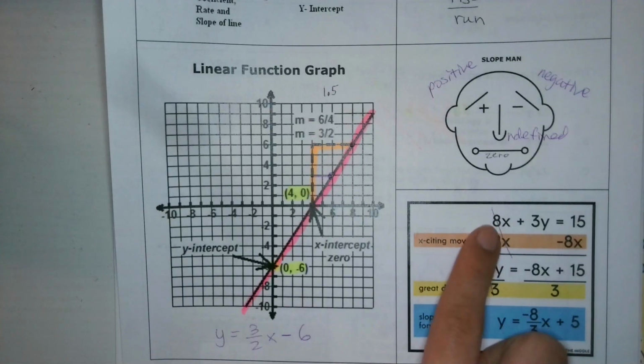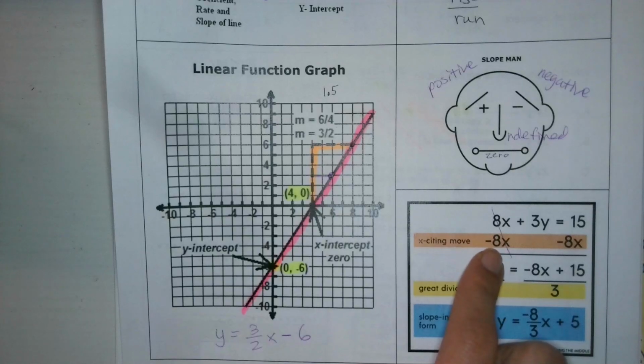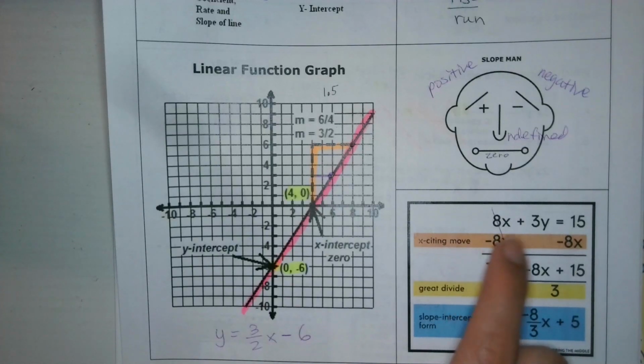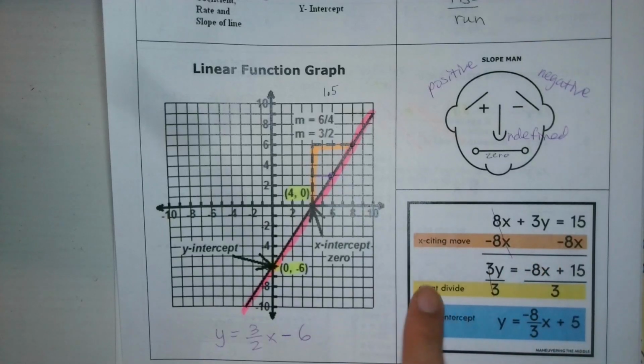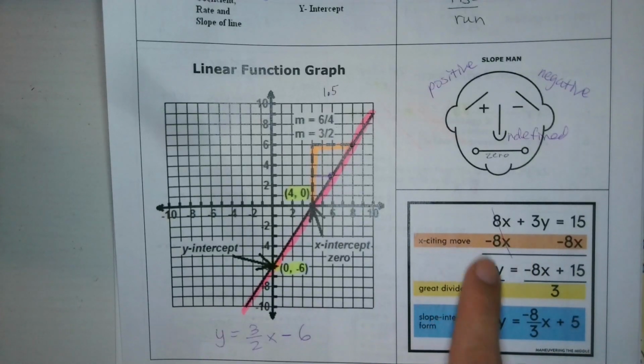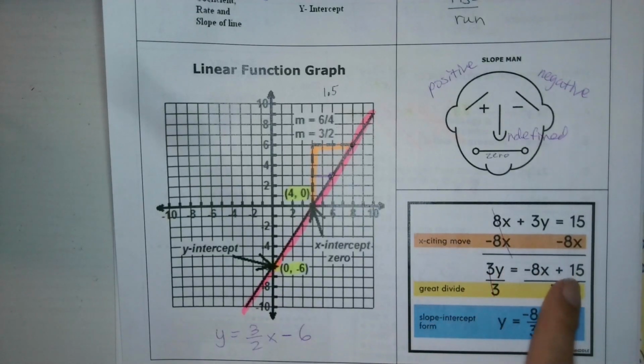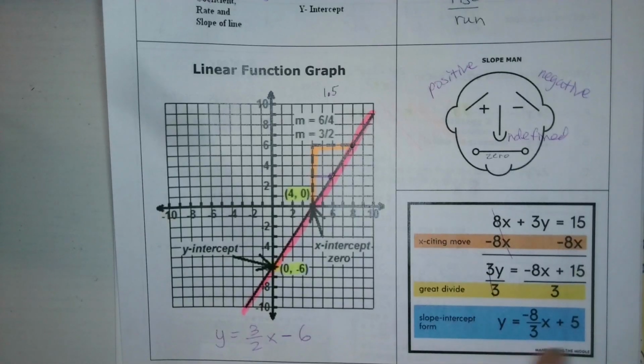So you got to cancel with whatever this is using the opposite. Since this is 8x, we use minus 8x. When we do on one side, we do to the other. Because these are different, we just bring them down. But you got to do a great divide and divide everybody. So this divides by 3, 3, 3. That way y can be alone, and we have slope-intercept form.